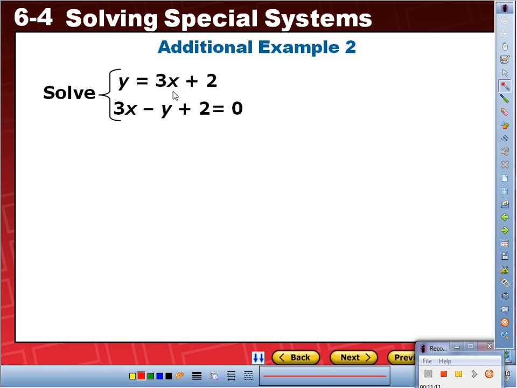So check this out. What method? Substitution. The first one says that y is 3x plus 2. So on my second equation, instead of y, I write what? 3x plus 2. But be careful with these. Remember, when it has a negative sign or a coefficient, you need to open a parenthesis. So this one is 3x plus 2.